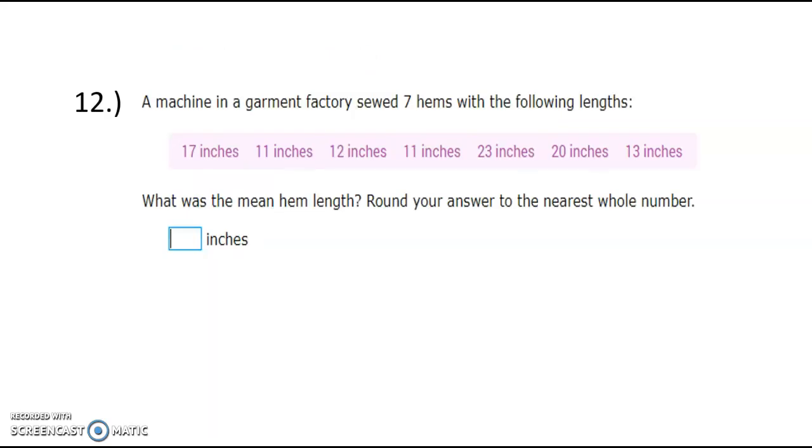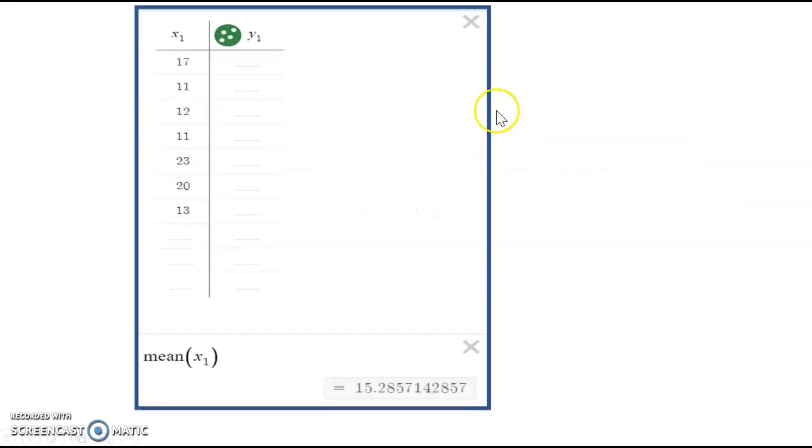Number 12, I'm going to walk you through number 12. Number 12 is asking you to find the mean. So in finding the mean, you're going to solve this problem like we've done some of the prior problems. I've already put the data in Desmos and got this chart and my data points listed. The formula for mean is mean, open parentheses, x sub 1, close parentheses. And I found my mean to equal 15.2857142857.